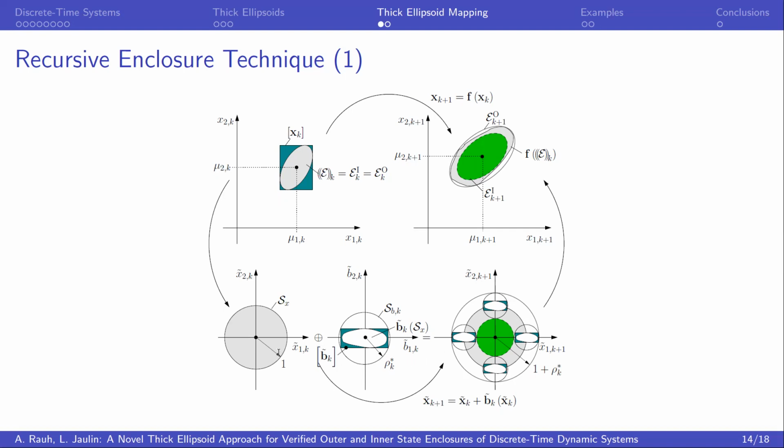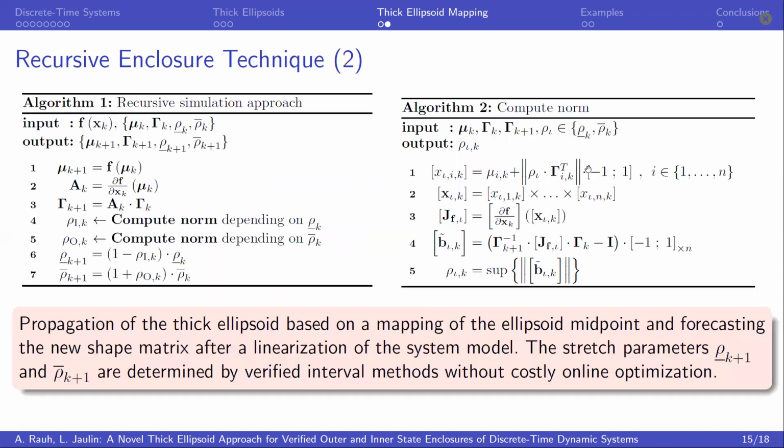And finally, the influence of resulting linearization errors will be enclosed by this additional ball SB, which allows us to inflate the outer domain enclosure here in such a way that the true solution set is being enclosed in a guaranteed way by the outer hull of the thick ellipsoid in the new time step k plus 1, and to deflate the corresponding enclosure, as you can see it here in light green, such that the inner bound of the thick ellipsoid will be an inner approximation of the true solution set.